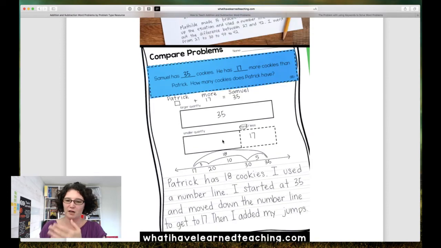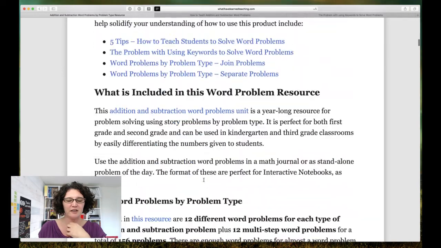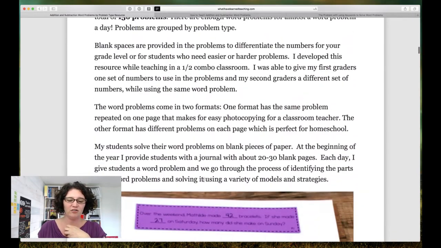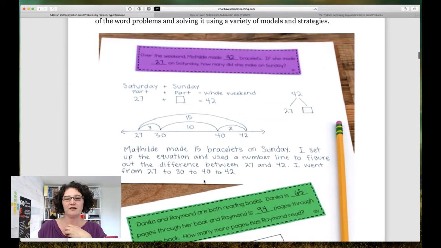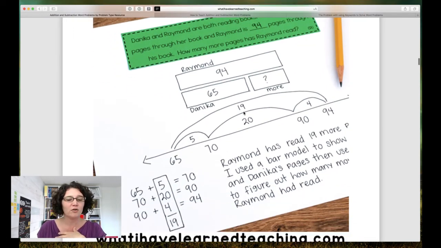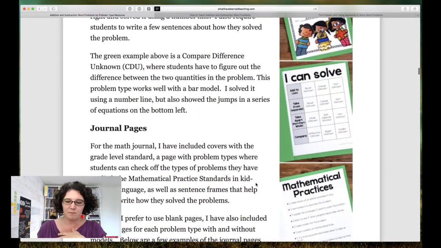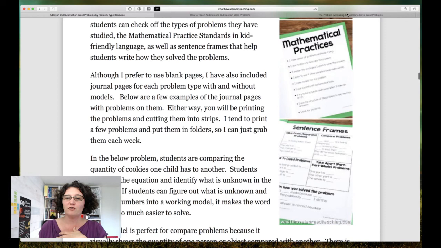Here's a compare problem, another one. Again, this one has more, but it has links to the other posts in it, and it tells you just a little bit about what's in this particular resource. So you can get some more ideas of how students use the problem, different models that students can use to solve it, and some sample writing that you can use with it. So those are different resources that are part of that resource.